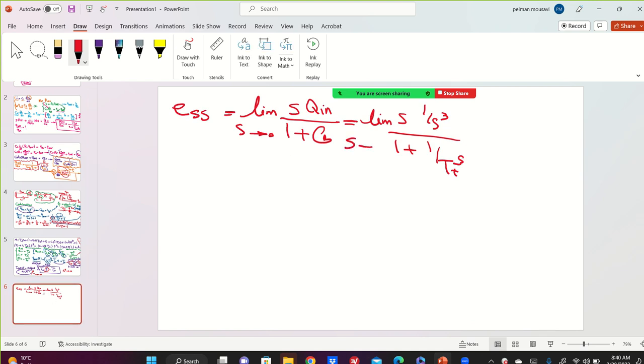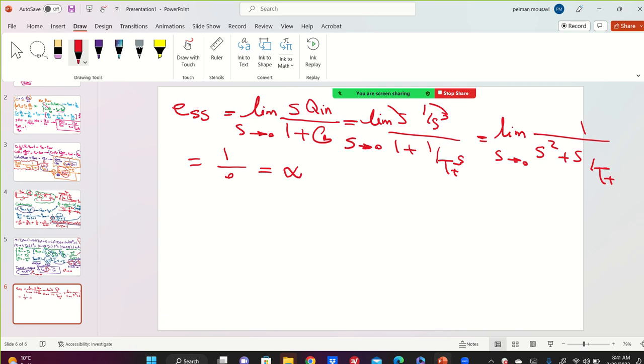When S goes to 0, one of these S terms cancels, so you get the limit of 1 over S squared plus S over tau t when S goes to 0. It's going to be 1 over 0. What's 1 over 0 in kindergarten mathematics? A large number, infinity. So you see that the steady state error signal here goes to infinity.